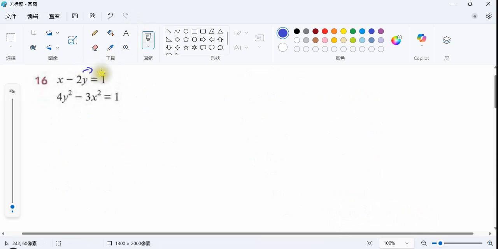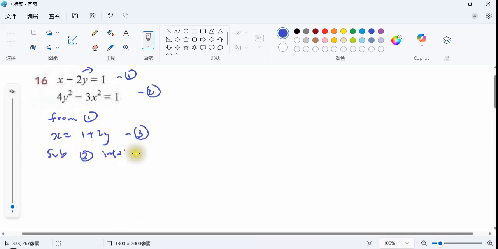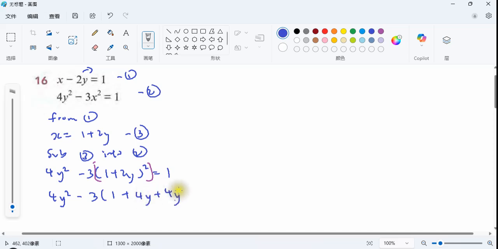question number 16. So this is equation 1, equation 2. So from equation 1, x equal to 1 plus 2y. This is equation 3. Then we sub equation 3 into equation 2. Then we have 4y squared minus (1 plus 2y) squared equal to 1. So we have to assume there is a bracket here.